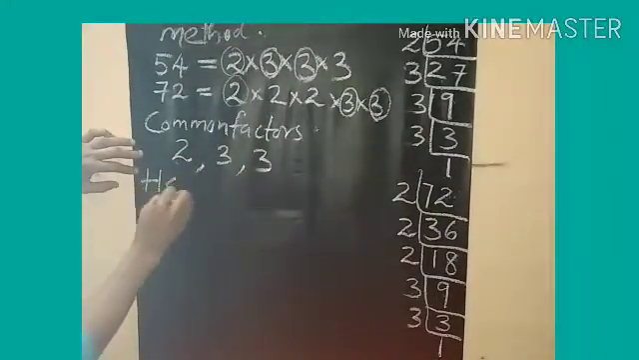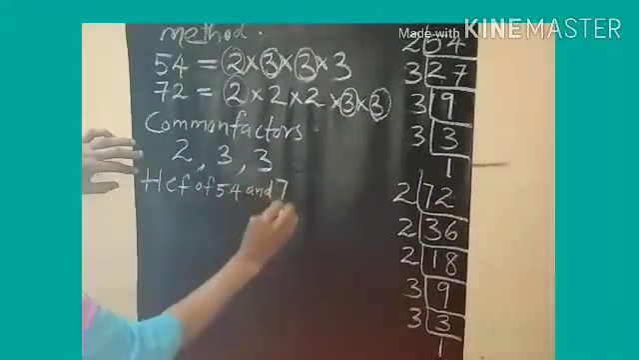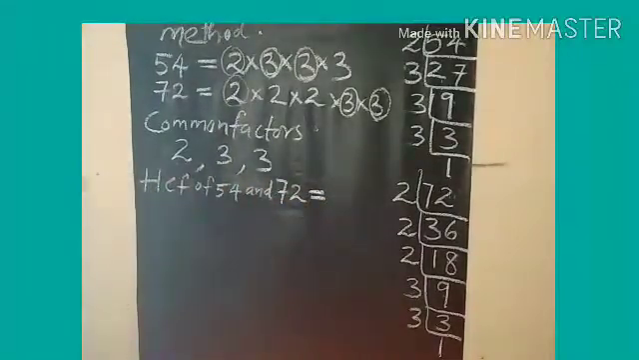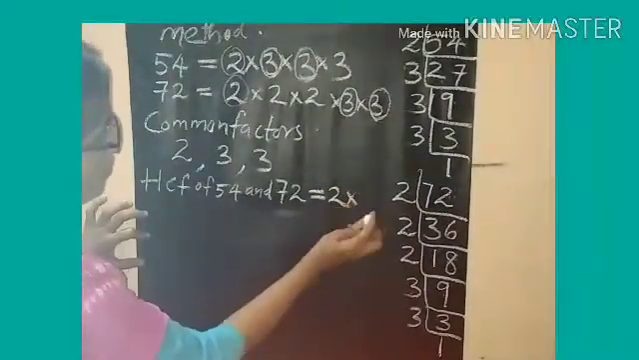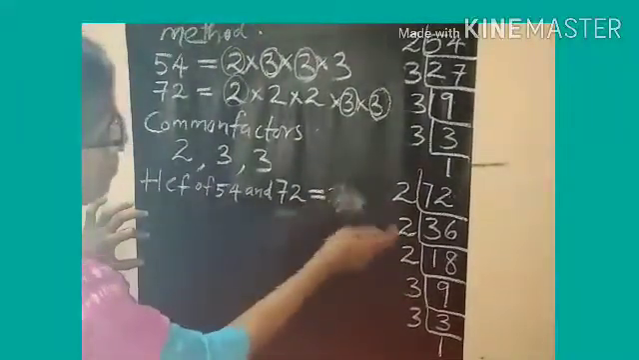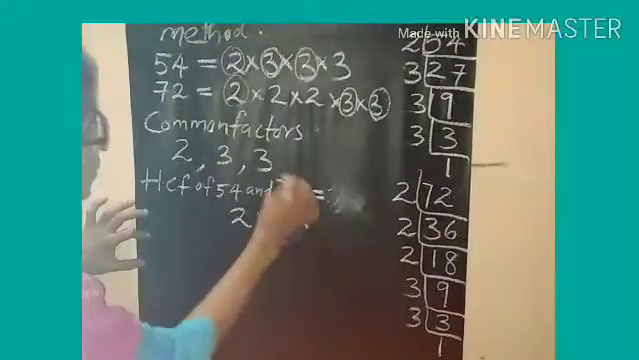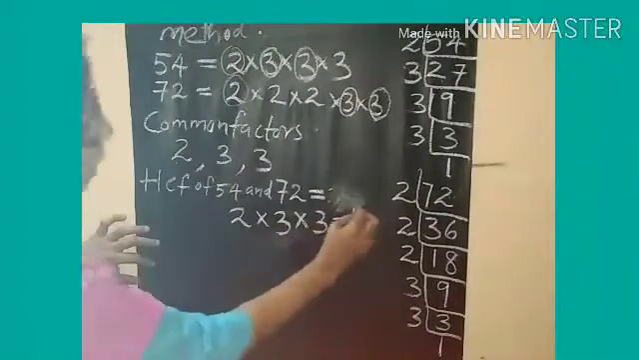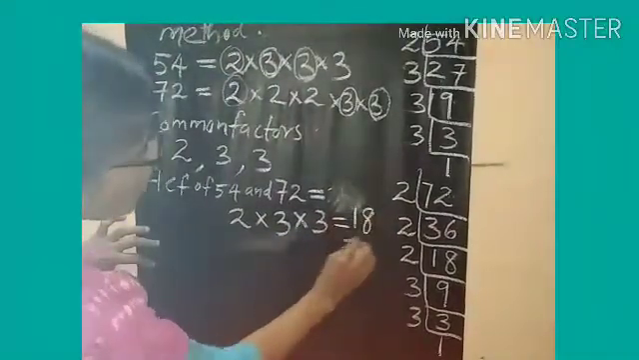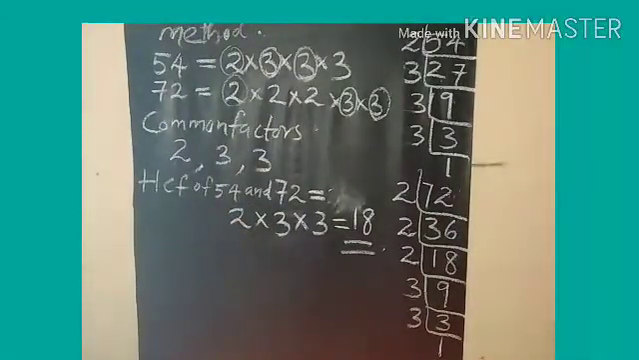HCF, thus, HCF of 54 and 72 is equal to the common factors multiplied. 2 into 3 into 3. That is 2 into 3, 6. 6 into 3, 18. 18 is the HCF of 54 and 72. Okay.